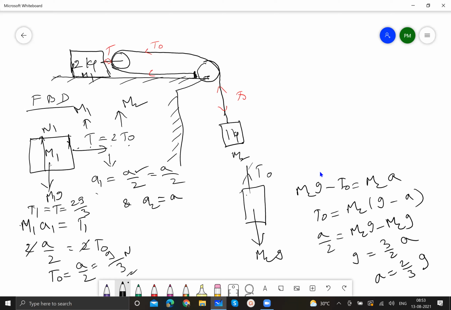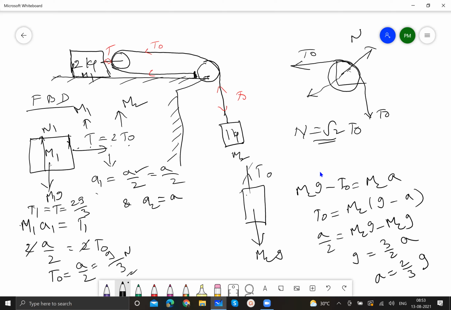So you have to find the force by the clamp on the pulley. Here is the pulley. These are the forces acting on it, T naught and T naught. So this is the normal reaction of the clamp on the pulley. The angle between these two tensions is 90 degrees. Therefore, N will be root 2 T naught. That's all. Root 2 T naught.